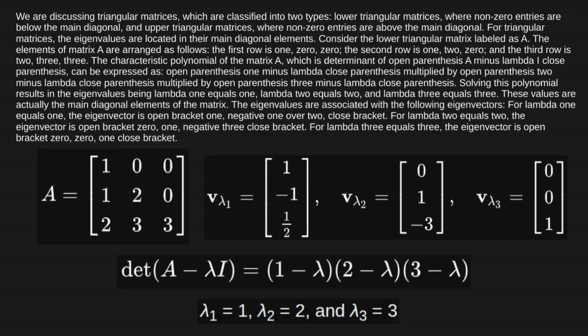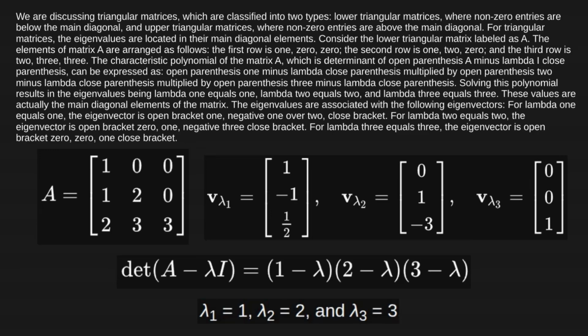The characteristic polynomial of the matrix A, which is the determinant of (A minus lambda I), can be expressed as (1 minus lambda) multiplied by (2 minus lambda) multiplied by (3 minus lambda). Solving this polynomial results in the eigenvalues being lambda 1 equals 1, lambda 2 equals 2, and lambda 3 equals 3. These values are actually the main diagonal elements of the matrix.